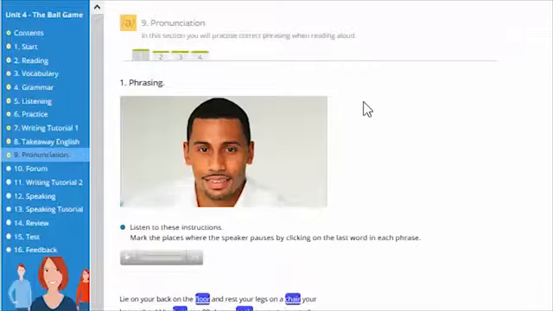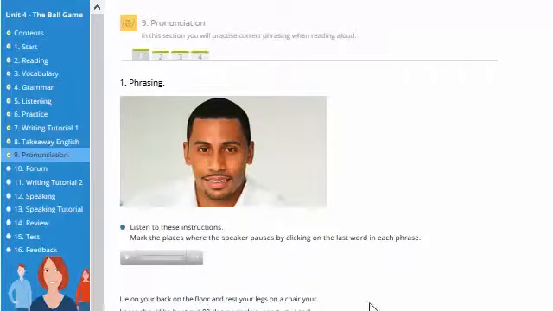In this example, we focus on the instructions in the takeaway English videos and how we phrase language, looking at pauses and sentence stress. In the first exercise, the students have to identify where the speaker pauses.